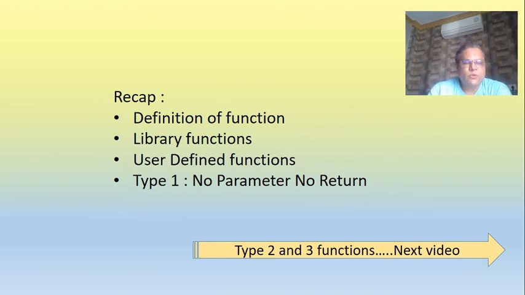So let us recap what we have seen in this presentation. We have gone through the definition of a function, that is a group of commands written outside main to perform some specific task. Then we have discussed library functions. I have listed many header files and the library functions present inside them. Then we have seen how the user defined function behaves, from where it takes input, from where it can show output, what are the options available. And then we have completed the first type of function, that is function with no parameter and no return. And we have seen almost 3 examples of this type of function.